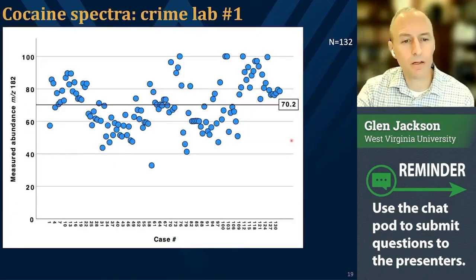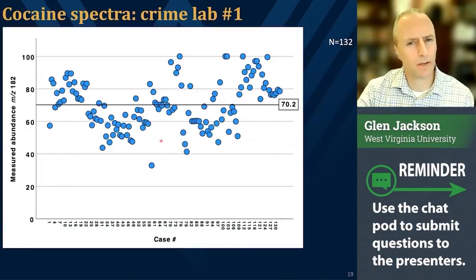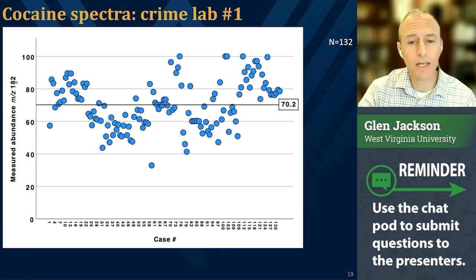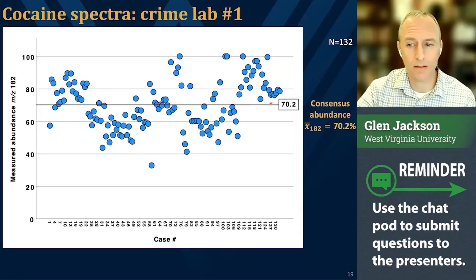So again, here are the 132 mass spectra for cocaine. We've just looked at the abundance of m/z 182 after it's been normalized to the base peak, which is usually 82. And the average for those 132 spectra in about 4 months is 70.2%. That would be the consensus abundance.